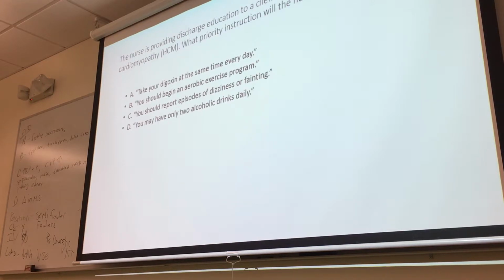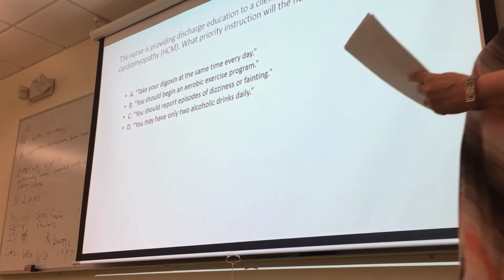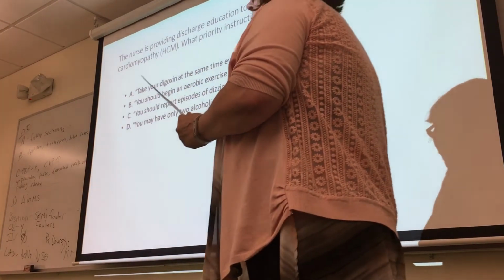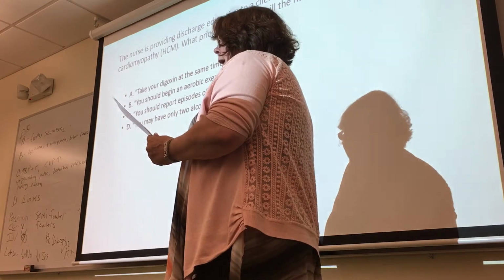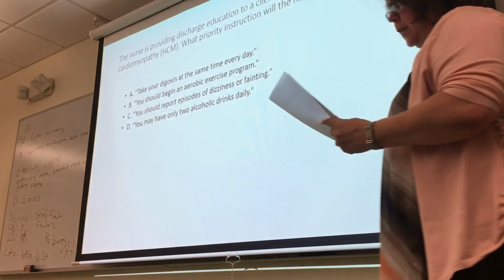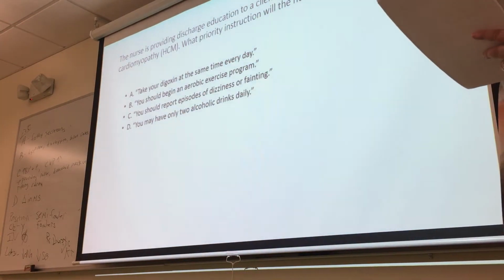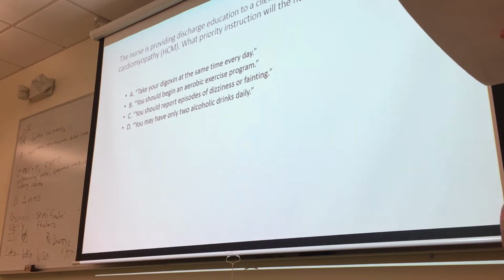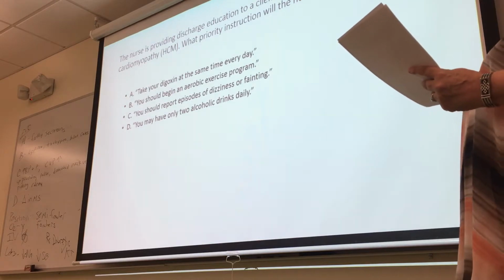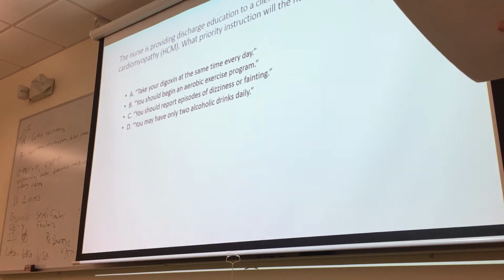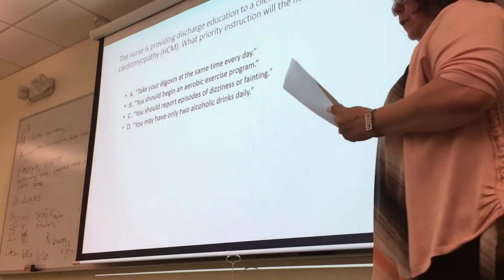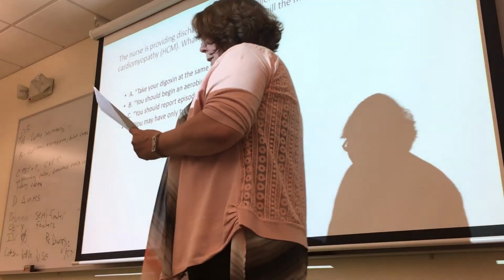Nurse providing discharge education to a client with hypertrophic cardiomyopathy. What priority instruction should the nurse include? A, take your digoxin at the same time every day. B, you should begin an aerobic exercise program. C, you should report episodes of dizziness or fainting. Or D, you may have only 2 alcoholic drinks a day.